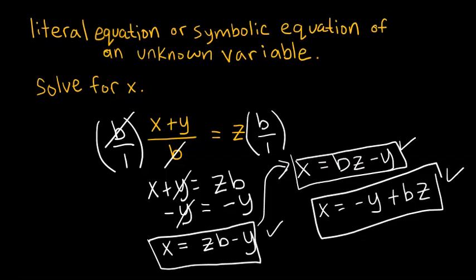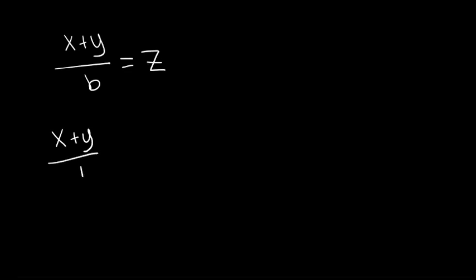Another way to solve this problem is you can break down the fraction. We started off with x plus y over b equals z, right? What I did is I started breaking down the denominator, getting rid of it. Another way to do it is you can separate out the fractions before you start doing anything. We'll put the numerator, the top, on one side, and then we'll multiply, and then we'll put the denominator on one side. You can do this as well, right?